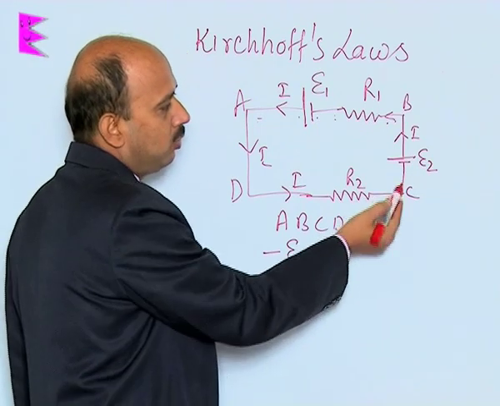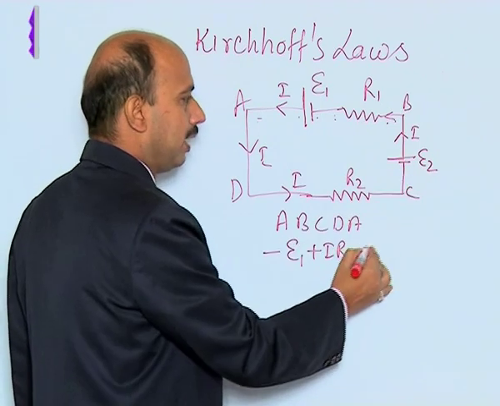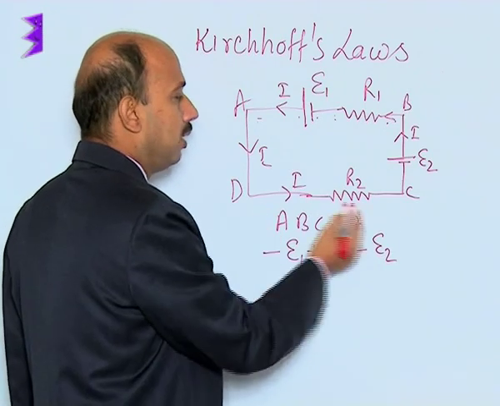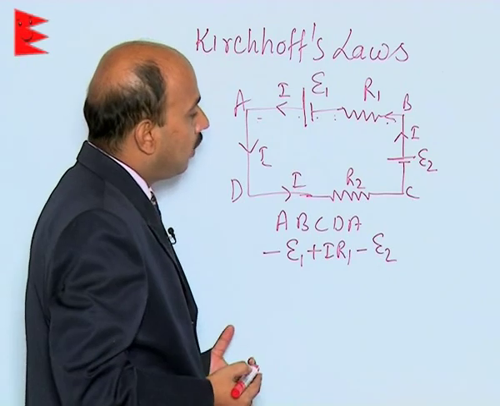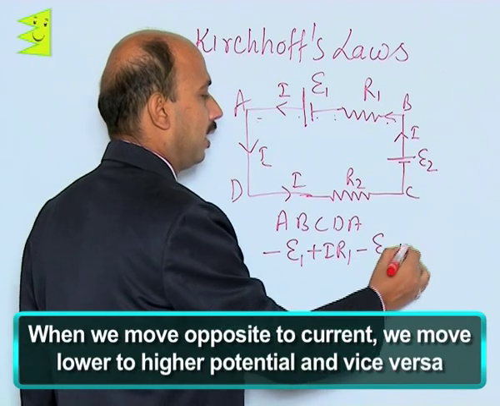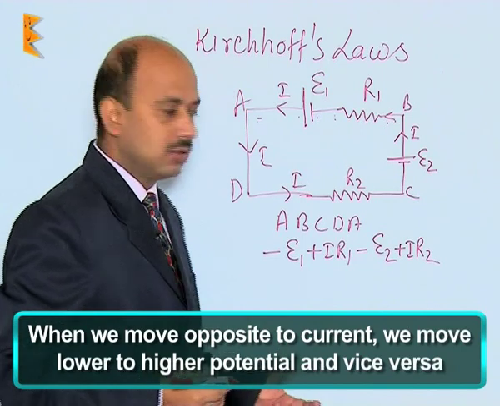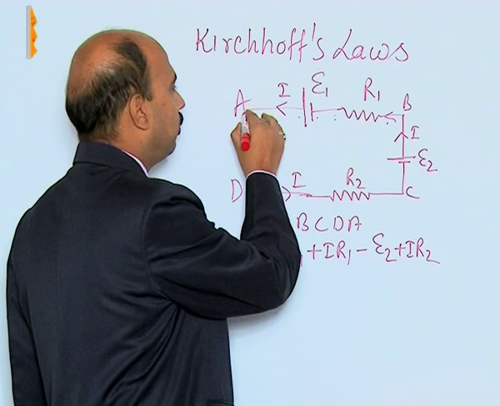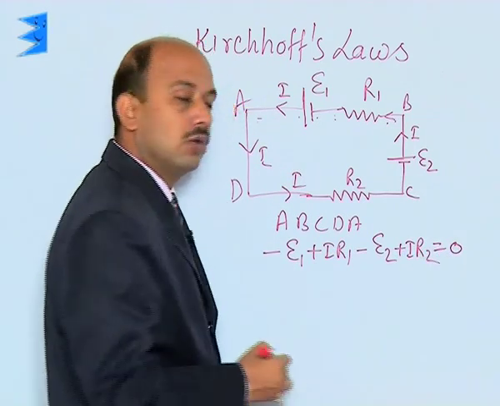Here again in the cell, B to C, we are moving in the cell from higher to lower. So, we can write here negative potential, EMF E2. Now, C to D, we are moving opposite to the current, that means from lower to higher potential, so the potential difference will be positive. So, we can write here IR2. When we are going D to A, there is no resistance or cell component. So, leave it and you reach the point A. When you reach the point A, this sum will be equal to 0.